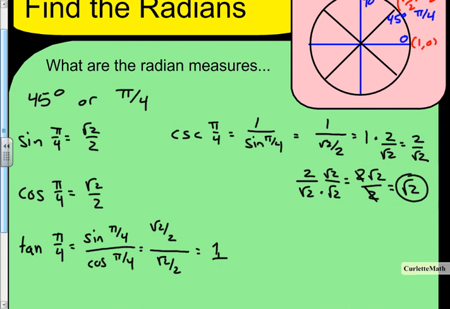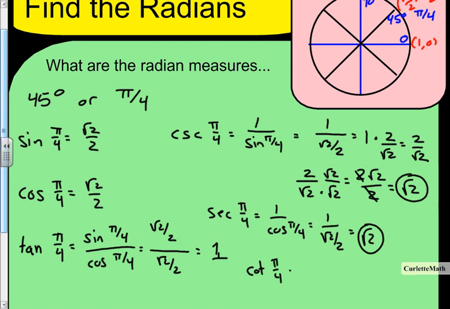Now, our secant at pi over 4 is going to be 1 over the cosine at pi over 4. So that's 1 over the square root of 2 over 2. Now, we just did that math work up above, so we know we should get an answer of the square root of 2. Now, our last one is our cotangent at pi over 4. So our cotangent is going to be the cosine of pi over 4 divided by the sine of pi over 4, which is going to be the square root of 2 over 2 divided by the square root of 2 over 2, which is going to give us 1 again.